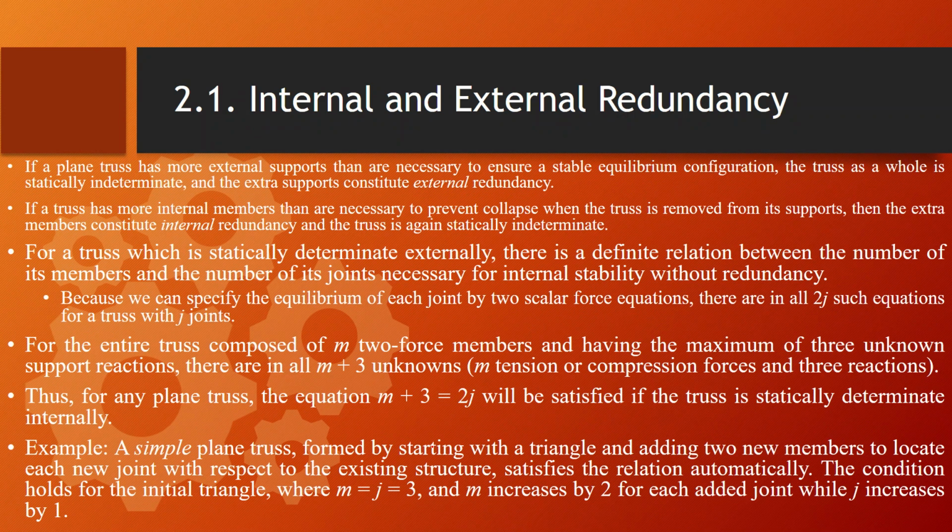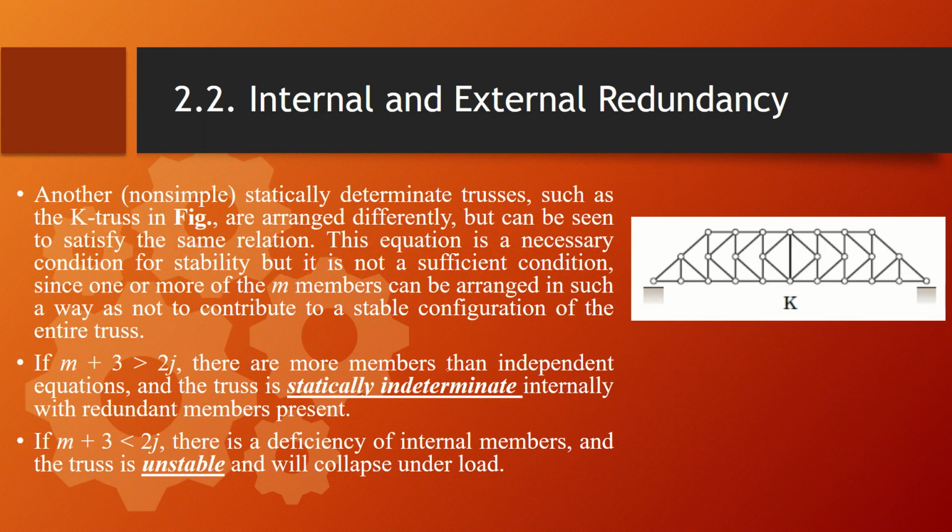The condition holds for the initial triangle, where m and j are equal to 3. Now m can be increased by 2, and j will always increase by 1. Certain non-simple statically determinate trusses, such as the K-truss shown here, are arranged differently but can seem to satisfy the same relation.